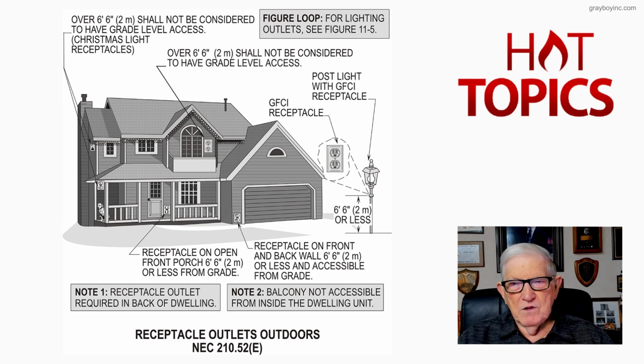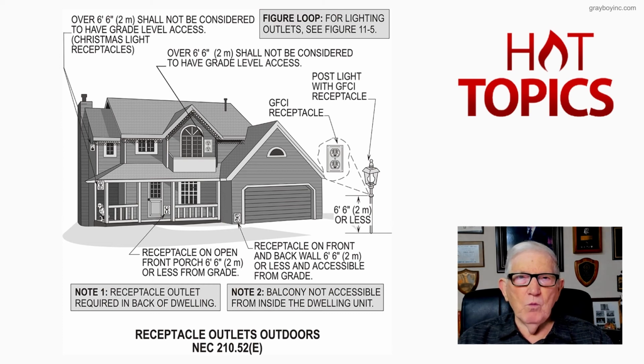Now, receptacle outlets on the open porch, 6 foot 6 inches or less from grade, is considered a required outlet. You could have an outlet on a post out here, but it had to be GFCI protected. You see, you have a receptacle right here by the garage. Now we know that 210.11C4 on page 64 of the code requires a 20 amp circuit brought to the garage. And if you have a double bay area, you need a receptacle on each side of that bay, see.